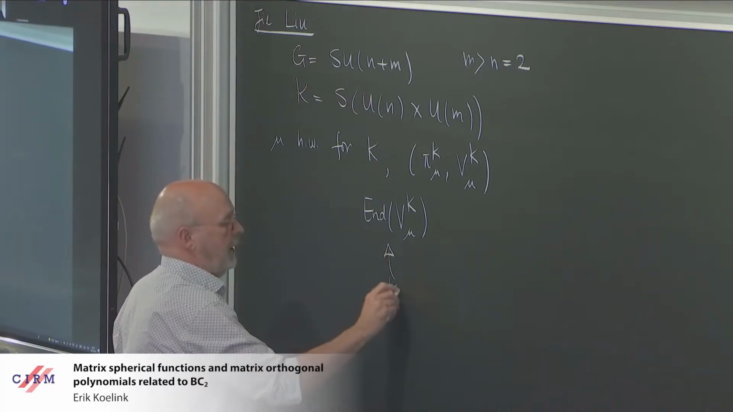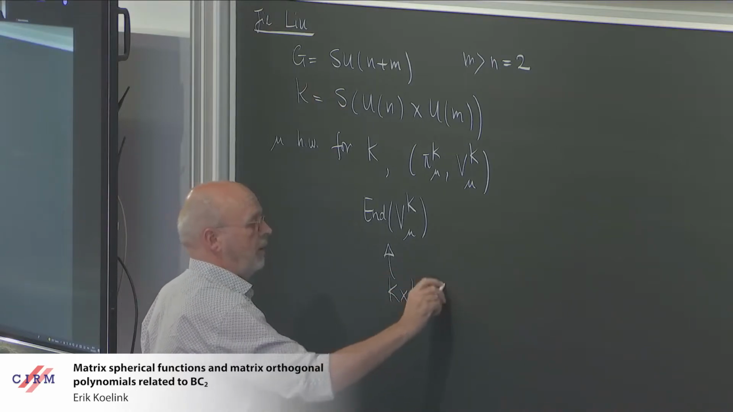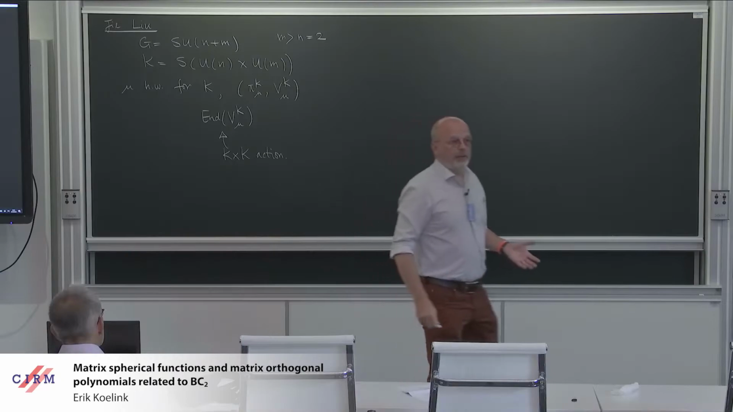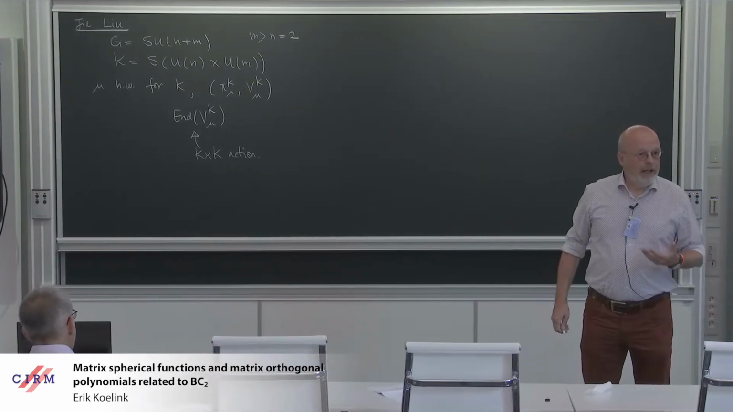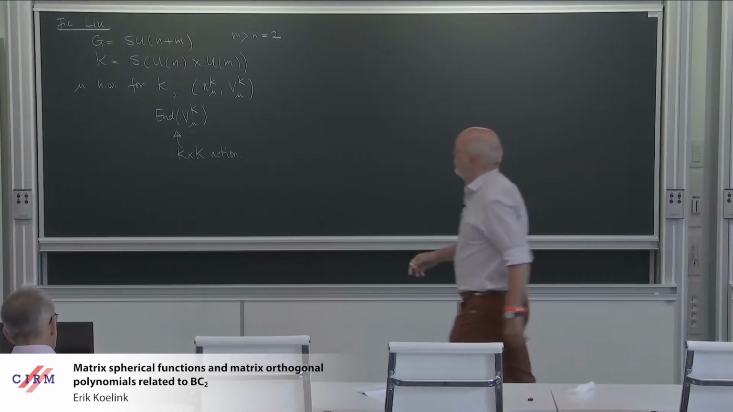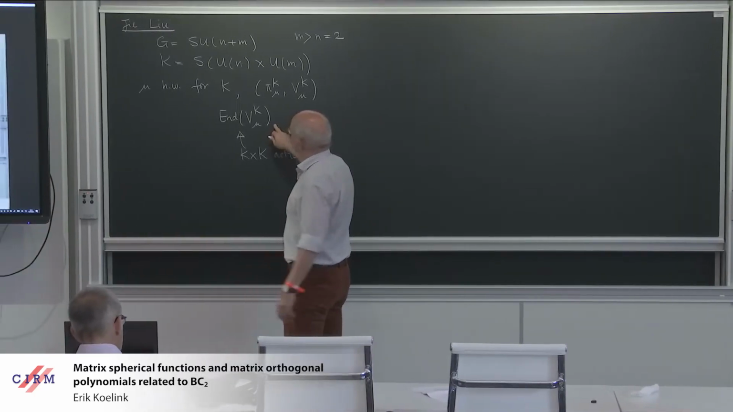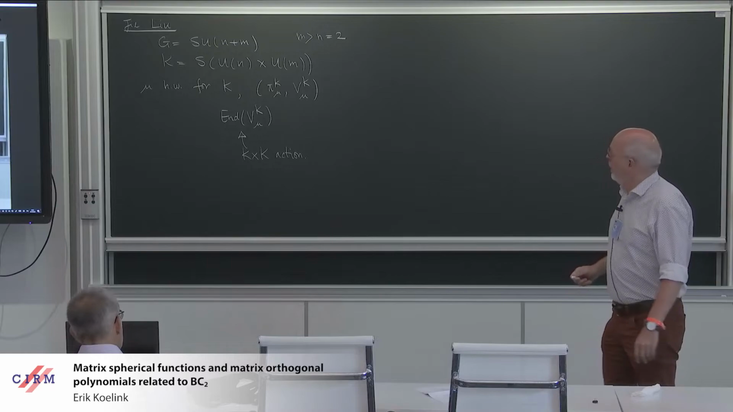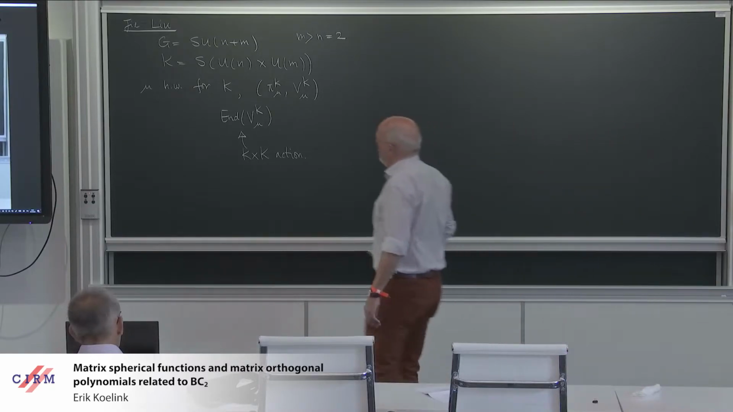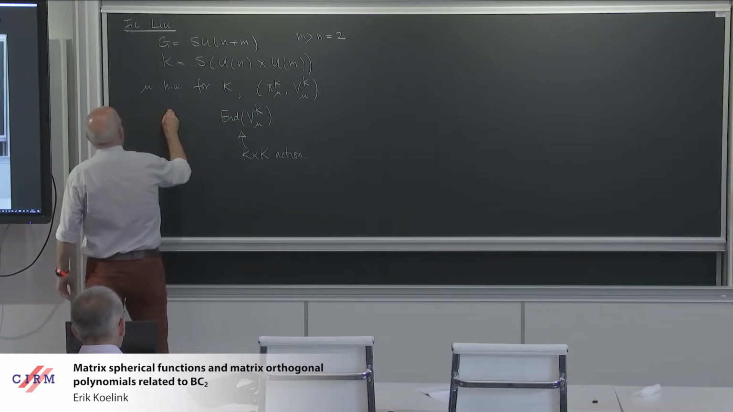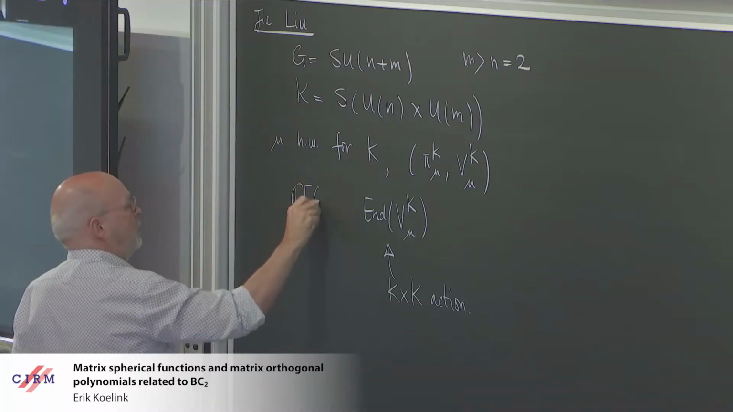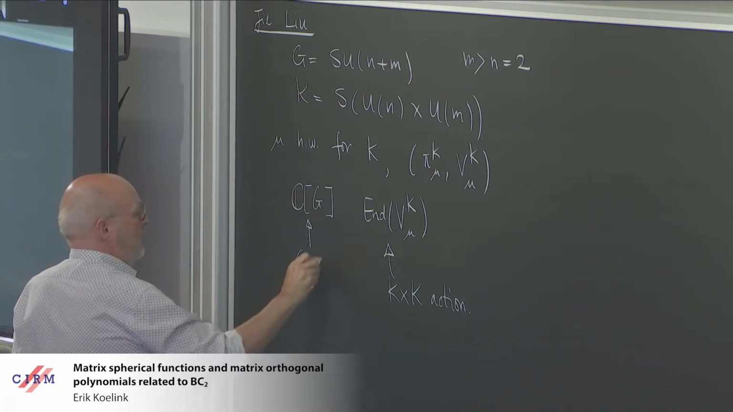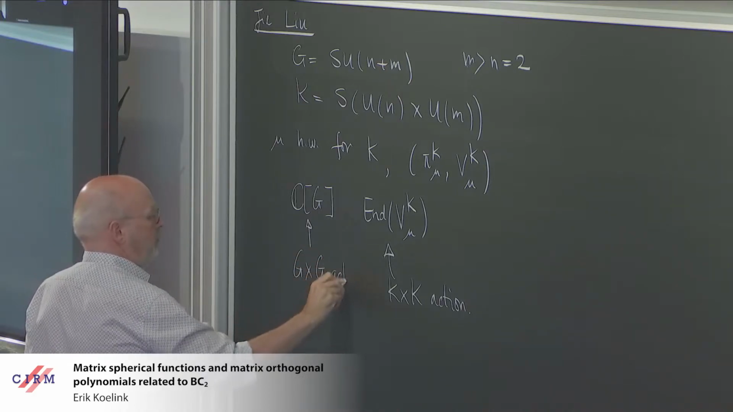So this space has a K times K action, right? Because you can multiply from the left by the action of k1, and you can multiply on the right by the action, say, of k2, but then, of course, take its inverse. So this has a K times K action, and we also have, say, the space of regular functions on G, and this has a G times G action.